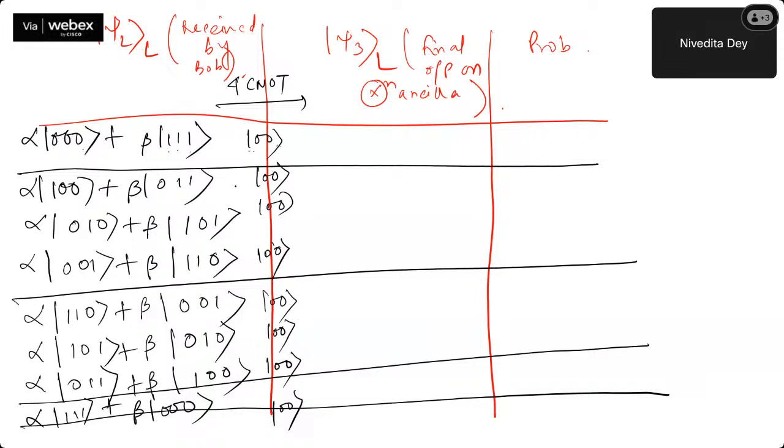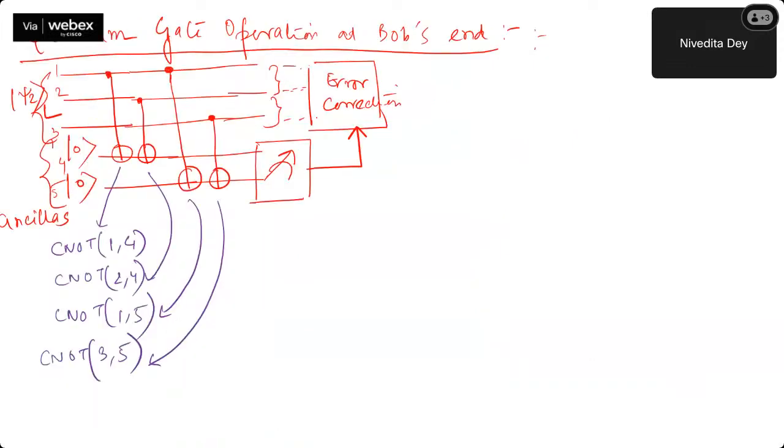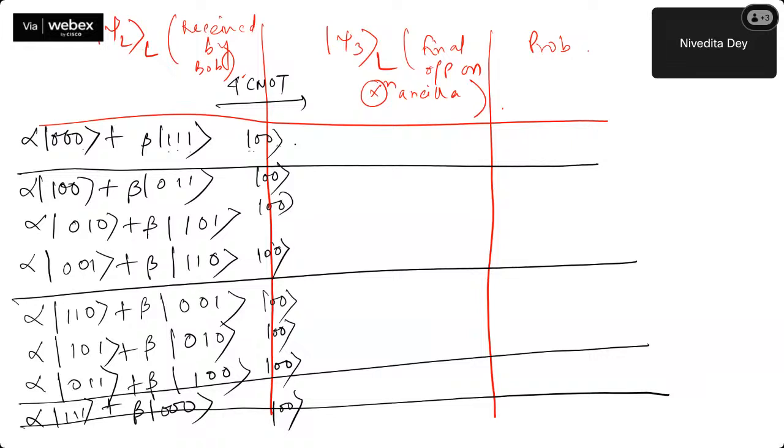Okay. Now if you apply all the 4 C naught, which were 1, 4, 2, 4, 1, 5, and 3, 5, you will see that nothing will happen for the first one. So it will be alpha ket 0, 0, 0 plus beta ket 1, 1, 1 times ket 0, 0. And for this, it will be alpha ket 1, 0, 0 plus beta ket 0, 1, 1 times this, which will now become 1 and 1. Once we do this, 1, 1 will come out on the right-hand side as a common tensor factor. So it will be ket 1, 0, 0 plus beta 0, 1. This is what you should be receiving.